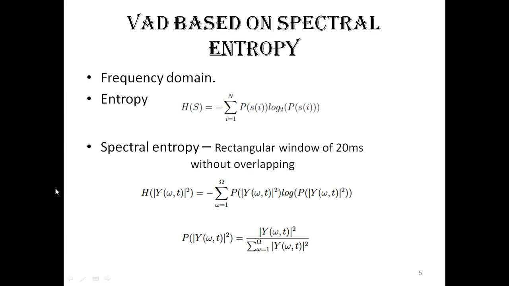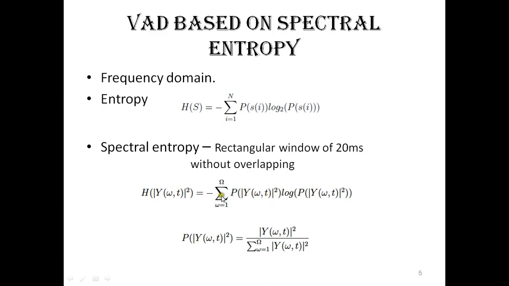The entropy is defined as given by this equation, which is derived from the Shannon entropy equation. We treat these symbols S_i as different frames of the input signal spectrogram. So using a rectangular window of 20 milliseconds without providing any overlap, we obtain a time frequency description of the signal, and say Y(omega, t) is the time frequency description of the signal.